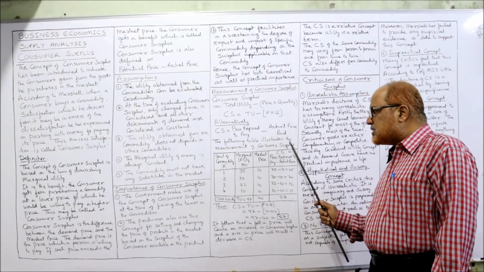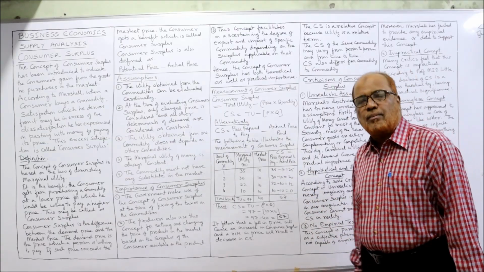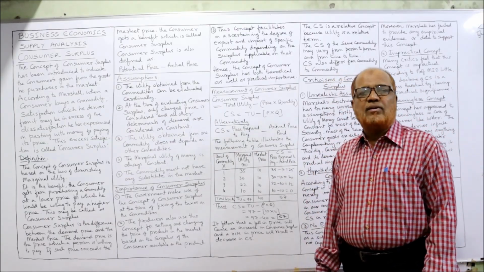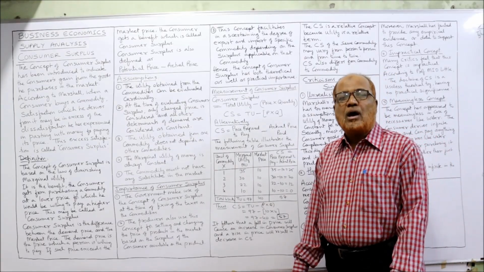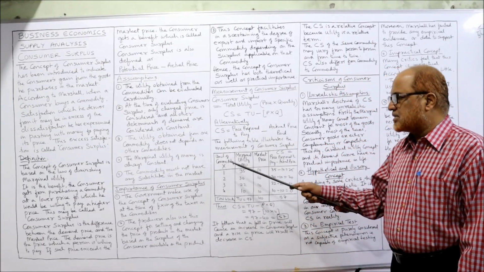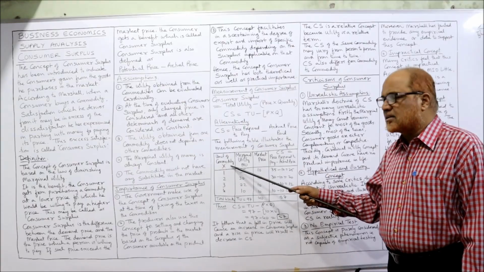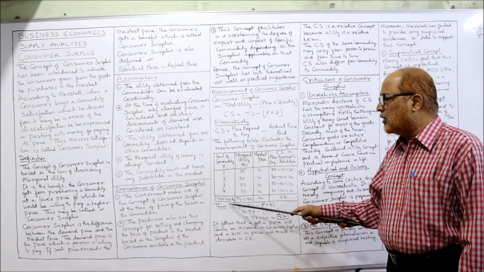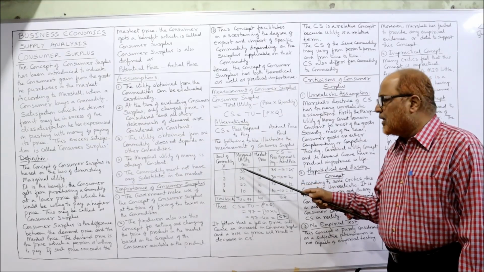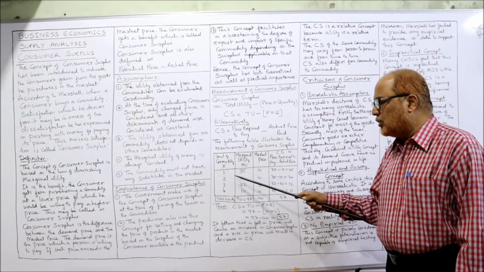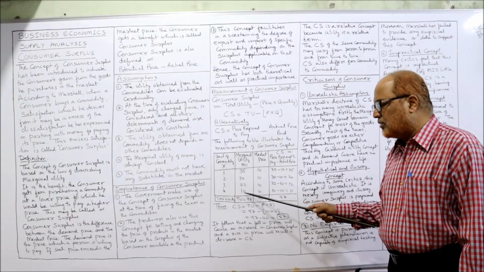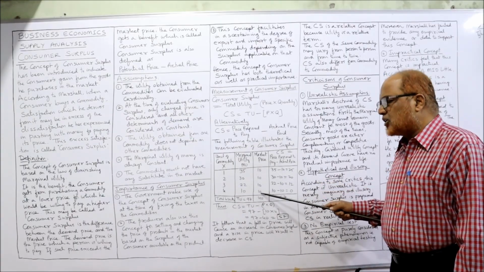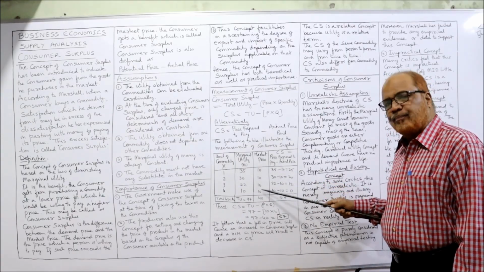The following table illustrates the measurement of consumer surplus. Simple one table I have given, illustrative table, how to calculate the consumer surplus. Unit of commodity X, 1, 2, 3, 4. 4 units are there, X commodity, 4 units. Marginal utility: first 1 unit 35, 2 units 30, 3 units 22, 4 units 10. And market price 10 rupees for all.